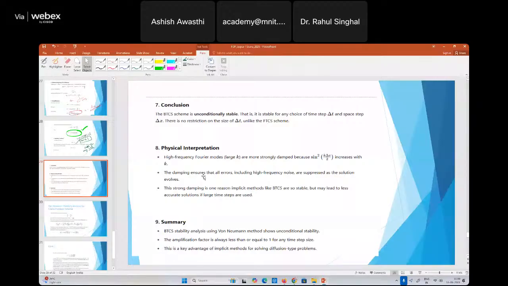This is just written here, that high frequency Fourier modes are more strongly damped because of this, but it is not required, so it is enough for you. I will send you, you can go through that.